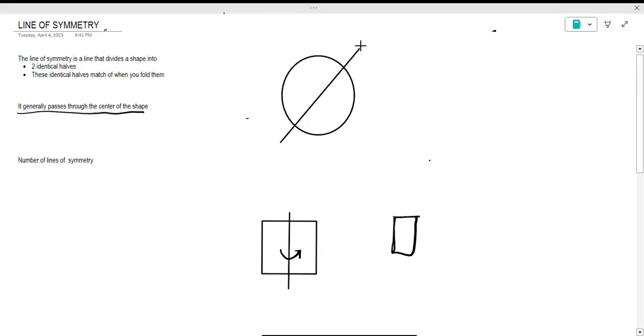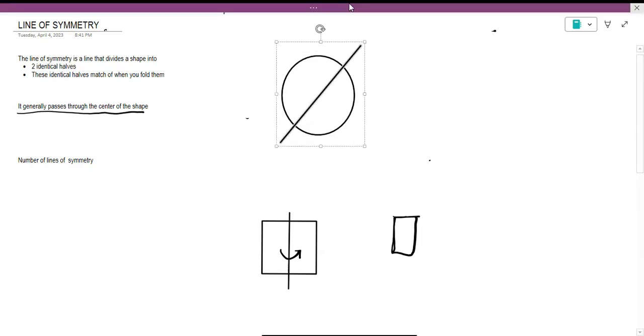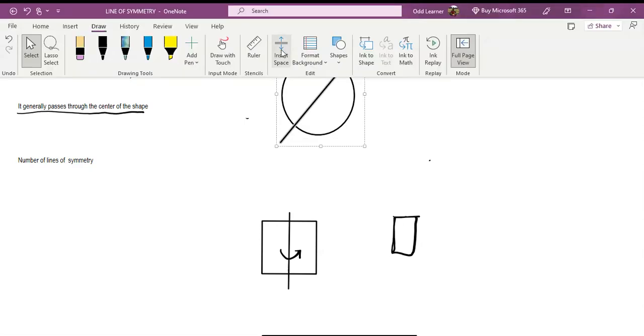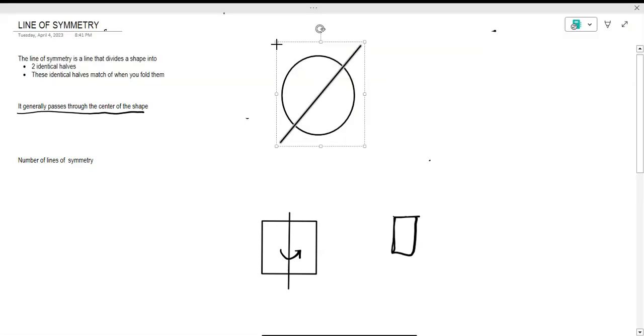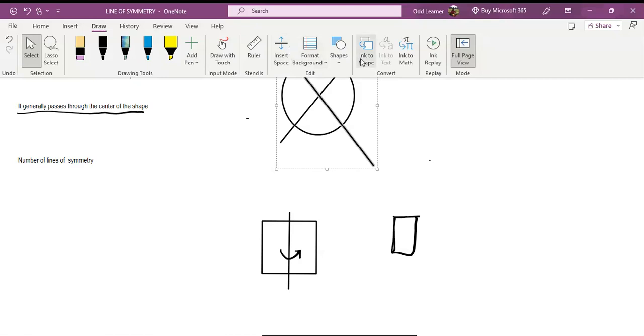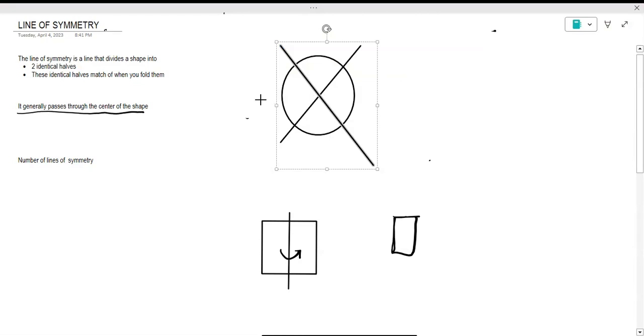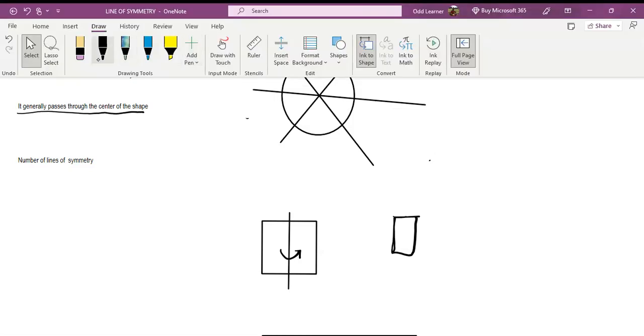Let's say we have this line here. You can see it divides the circle into two equal halves. We can decide to draw another line, let's say from here. You can see it also divides the circle into two equal halves. We can do it horizontally, vertically, or across here. It can even be like this. See, it divides the circle into two equal halves as long as it passes through the center.